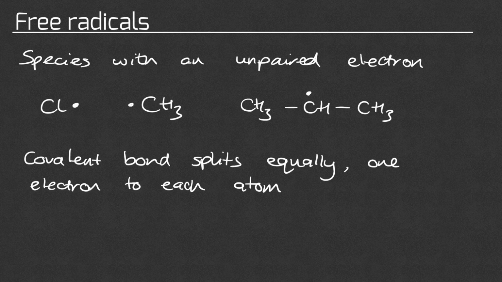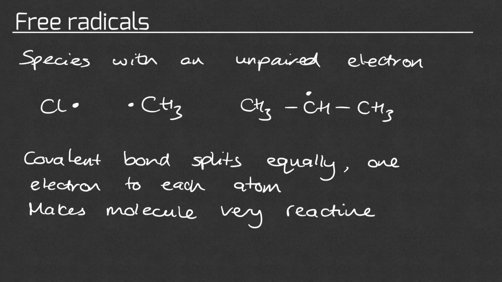Free radicals are formed when a covalent bond splits equally, giving one electron from that shared pair of electrons, which is the covalent bond, to each atom. This makes the molecule very reactive. Electrons want to be in pairs, so if it is unpaired, it's going to try and pair up with something, so it'll try and do any reaction it can to get that electron paired up. So any species with an unpaired electron, any free radical, is a very reactive molecule.